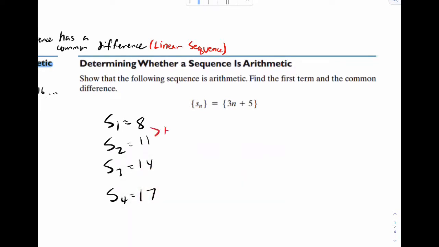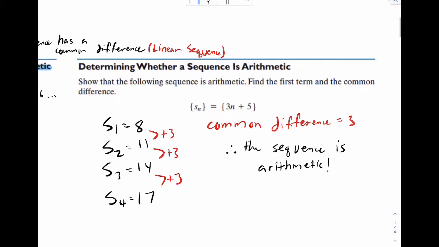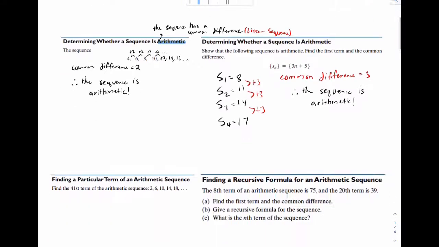I can see that between every single term, I'm going up 3. So our common difference is 3. Therefore, the sequence is arithmetic. So far this should be pretty comfortable. Nothing really new here. We're just dealing with a linear pattern, and we're just calling it something new, arithmetic. Now to get a little bit harder.